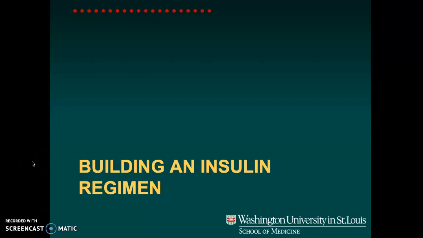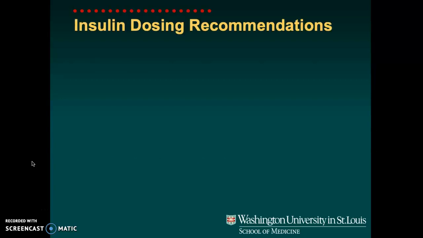The first thing we're going to discuss is building an inpatient insulin regimen for Mr. Brimley. I'd recommend taking out a piece of paper at this time as we're going to do some brief calculations. So let's talk about how we build these insulin dosing recommendations.